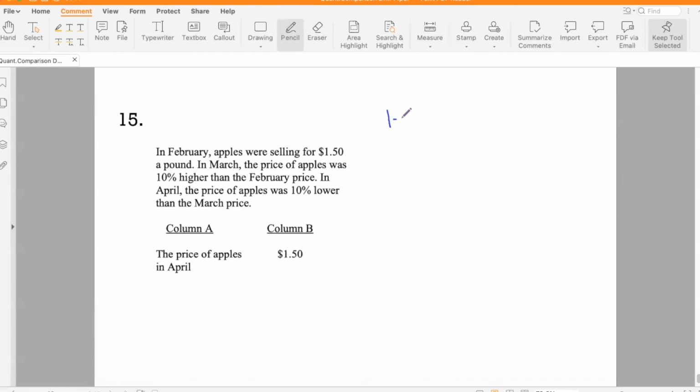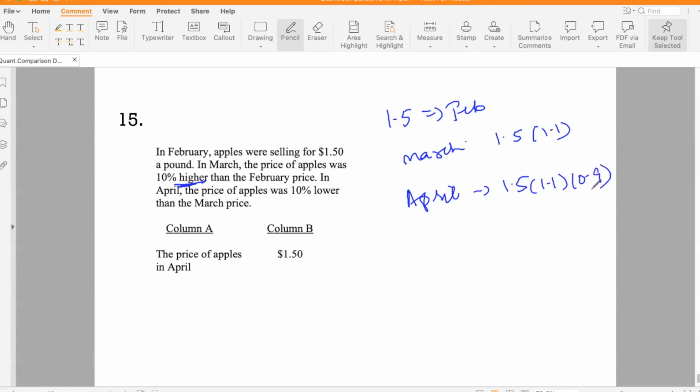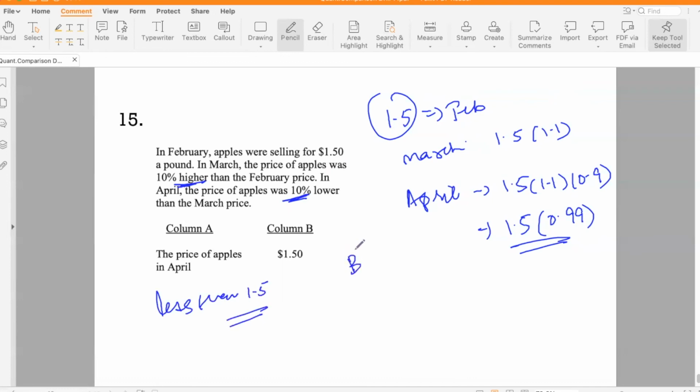So if it was 1.5 in Feb, then in March, it would be 1.5 into 1.1 because it rose by 10%. And then in April, it would be 1.5 into 1.1 into 0.9 because it was 10% lower than the March price, which is 1.5 into 0.99, right? So from the Feb price, I have gone to 1.5 into 0.99, which means that it is less than 1.5, right? So the quantity in column B is greater.